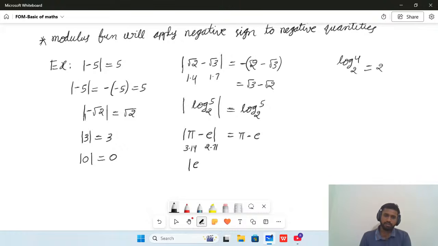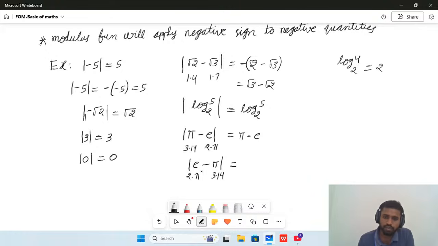See this example, modulus of e minus pi. e is nothing but Euler's number, and pi is 3.14 or 22 by 7; we can use either value. e is Euler's number whose value is 2.71 and the pi value is 3.14. So what is the output of this modulus of e minus pi? 2.71 minus 3.14 is a negative quantity.